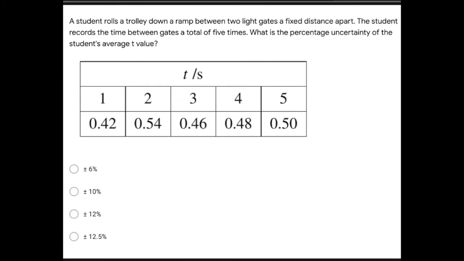Now looking again at a percentage uncertainty where your absolute uncertainty has to firstly be determined from the range of your readings. In this instance we calculate our range, which is between 0.54 and 0.42. So our range is 0.12, and therefore half of our range, which if we remember is our absolute uncertainty, is 0.06. So our absolute uncertainty is going to be plus or minus 0.06.